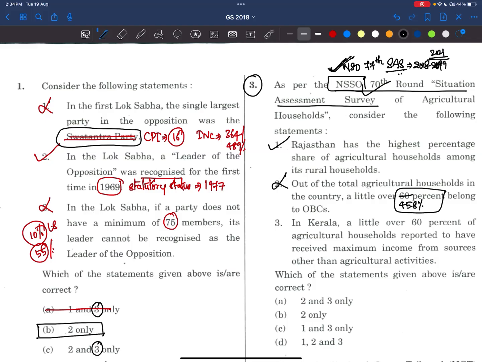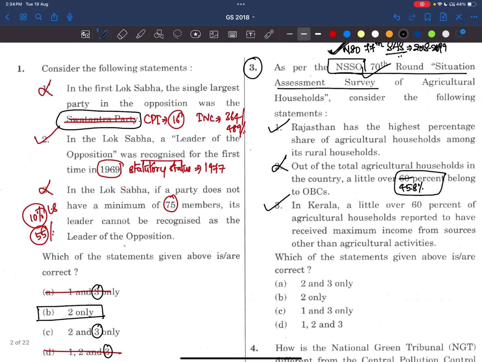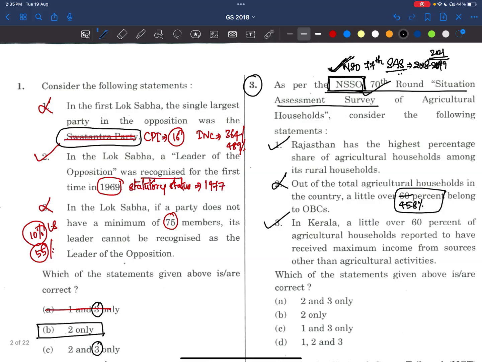Now, in Kerala, a little over 60% of agriculture households reported to have received maximum income from sources other than agriculture activities. Yes, friends, this statement is correct. See, all these statements are factually based upon this survey data. Of course, it was asked in 2018. Now it can be relevant or cannot be relevant, right? So we'll try to skip these type of questions. We'll just try to know the basic things about this situation assessment survey.